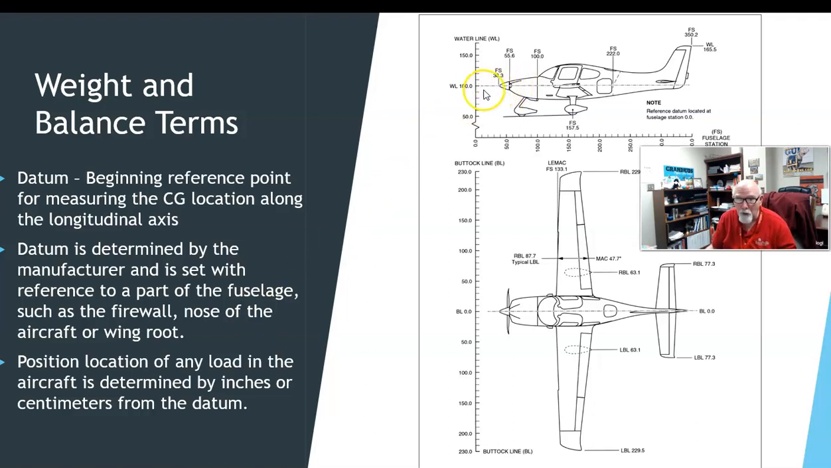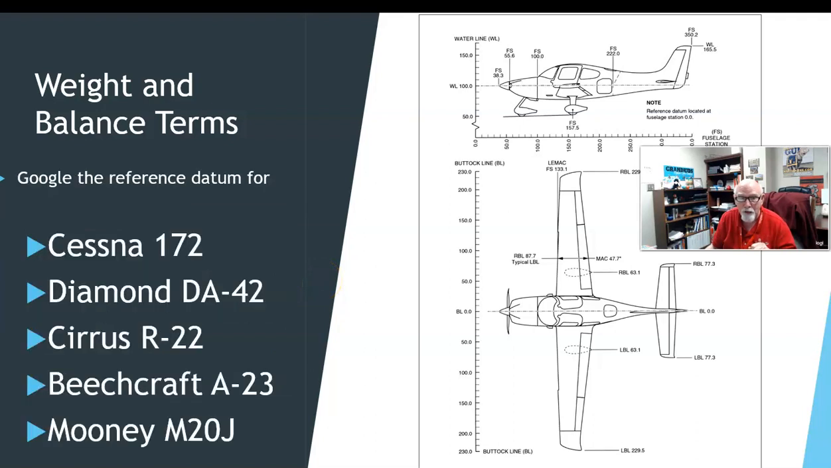And you can see right here, the datum for this R22 is 38.3 inches in front of the nose, and it's based on the center of gravity. The position location of any load in the aircraft is determined by inches from that datum.